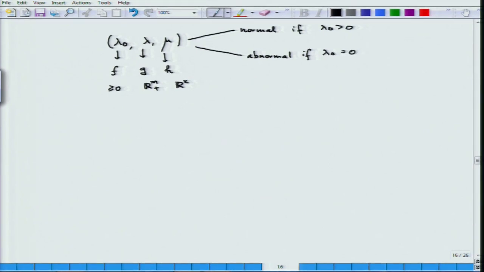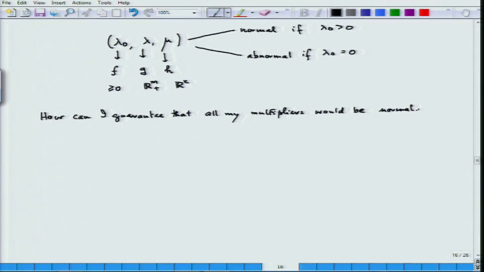Now how can I guarantee that all my multipliers would be normal? That is a very, very fundamental question. So let me ask this question: how can I guarantee that all my multipliers would be normal?